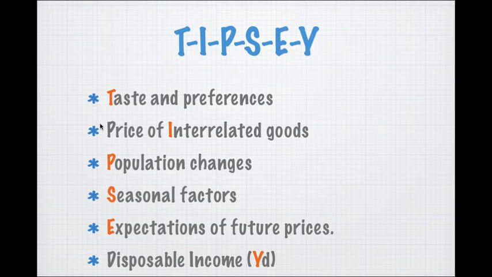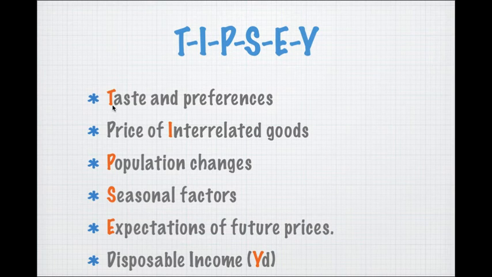The next thing is the price of interrelated goods. For example, previously we looked at apples and corn. I assumed that apple is a substitute for corn, which might not be the case, but let's say it is a substitute. When the price of apples goes up, we will expect that since they are substitutes, people will consume fewer apples and actually switch over to corn.